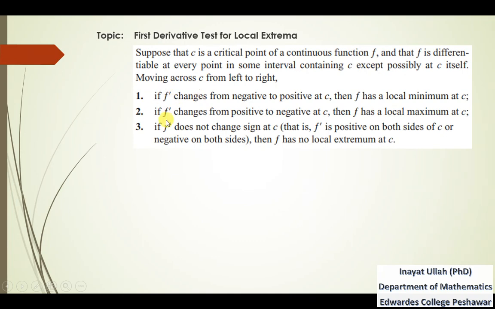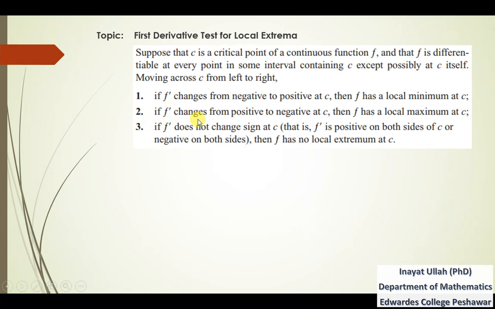And we will observe these three things. First of all, if f prime changes its value from negative to positive at c, then f has a local minimum. If you put the left value in the function's derivative and the answer is negative, and then put the right value and that is positive, then f prime changes its sign from negative to positive, so we say that f has a local minimum at c.